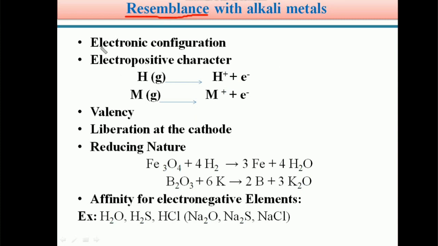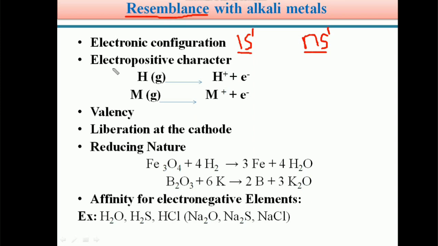First one is electronic configuration. We know the electronic configuration of hydrogen is 1s1, and the general electronic configuration of alkali metals is ns1. Therefore, like alkali metals, hydrogen has a single electron in its valence shell. Alkali metals, lithium, sodium, potassium, rubidium, cesium, francium, have only one electron in their valence shell. That's why their general electronic configuration is ns1. Similarly, hydrogen also has one single electron in its valence shell.